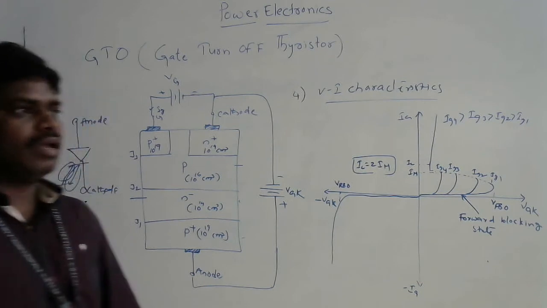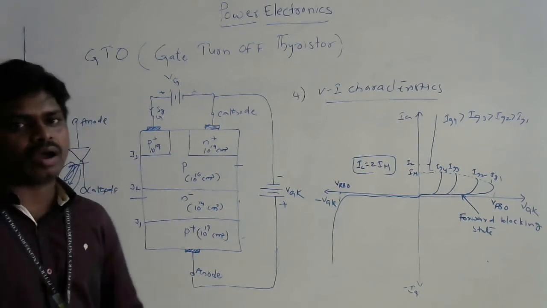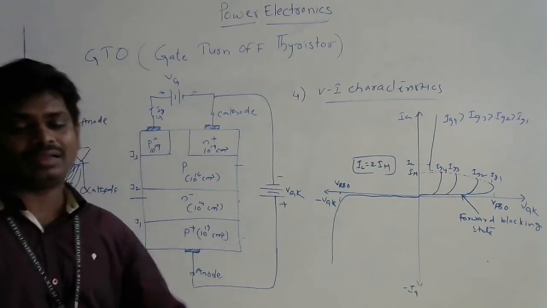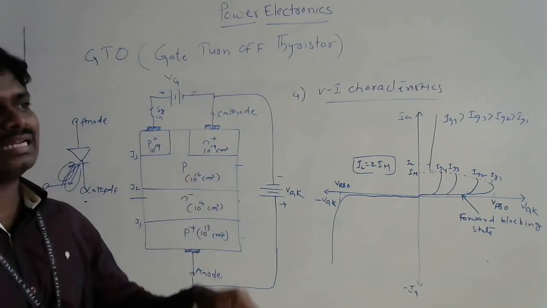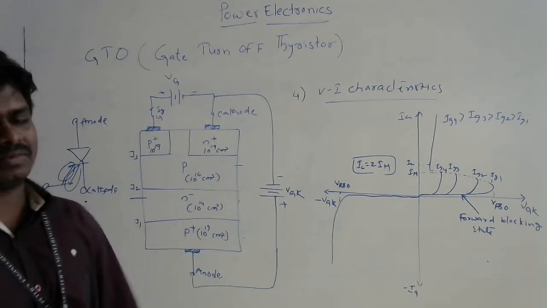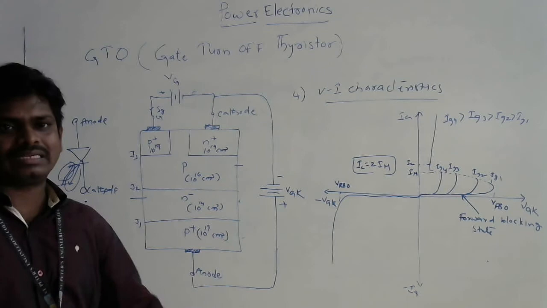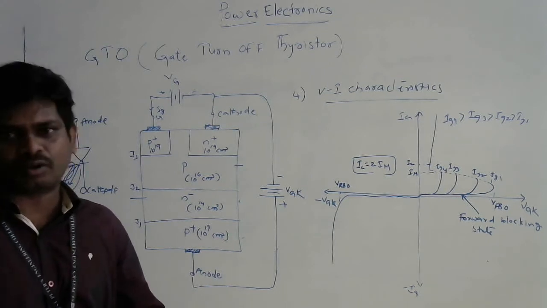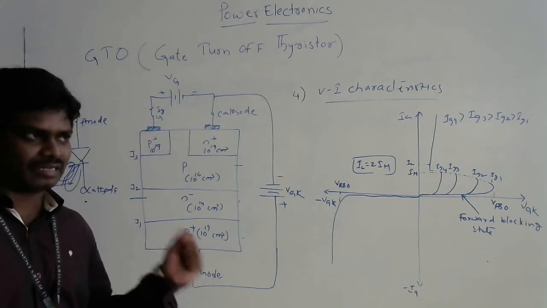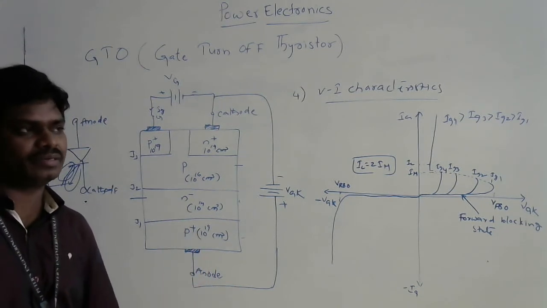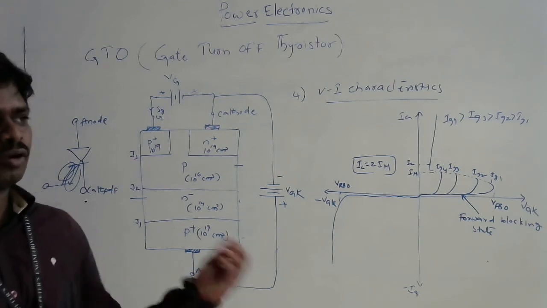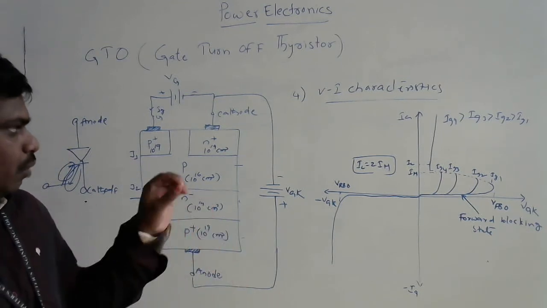Why? Because by applying a gate signal, we can bring the SCR into the conducting state, but we couldn't bring the conducted SCR back to the forward blocking state. That was the limitation in the case of SCR. That's why, to bring the SCR back from its conducting state to the forward blocking state, we use different types of commutation methods. Commutation process means bringing the SCR from its on state to the forward blocking state.